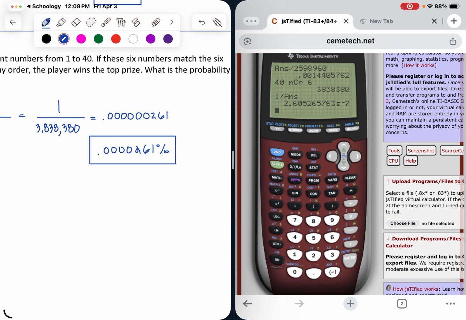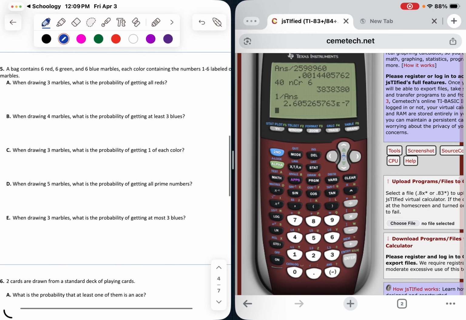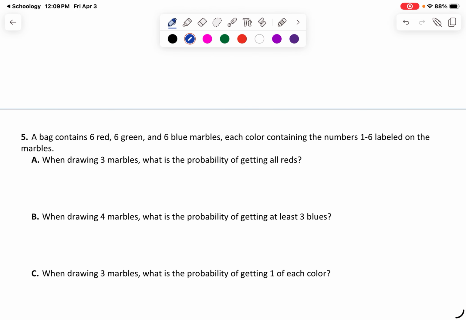The probability of winning Powerball or Mega Millions is actually even smaller than that. Okay, now I'm actually going to get rid of that and hopefully not have to bring it up again. Okay, so it says a bag contains 6 red, 6 green, 6 blue marbles, each color containing the numbers 1 through 6. So there's like a red 1, red 2, red 3, red 4, red 5, red 6, green 1, green 2, so on and so forth. When drawing 3 marbles, what's the probability of getting all reds? So we want the probability of getting all red marbles.